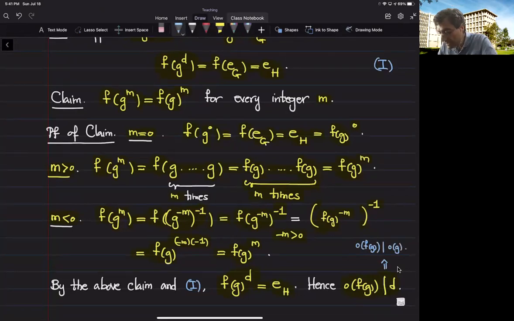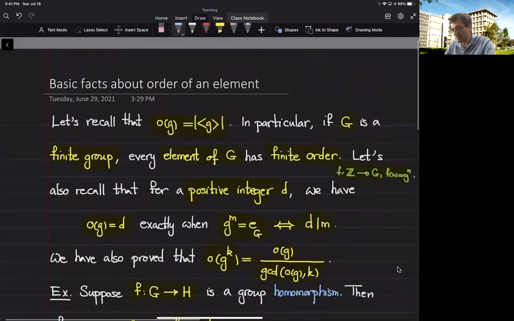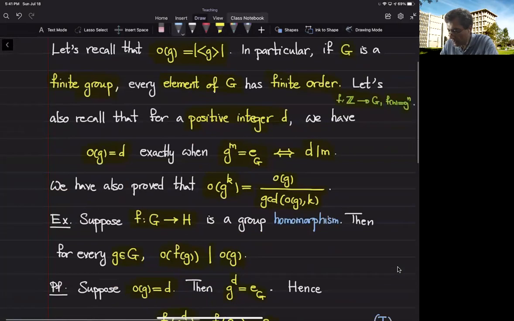So again, one of the important properties of order is the following: if g raised to power m is the neutral element, then the order of g divides m.